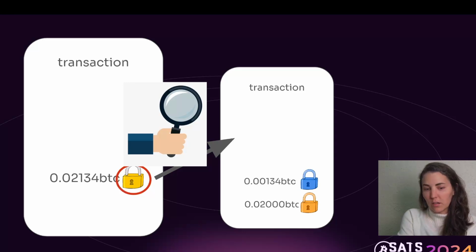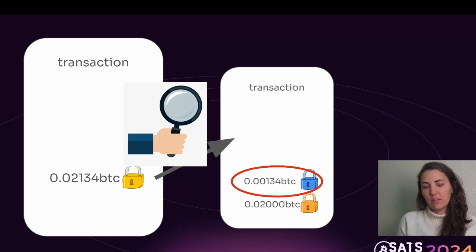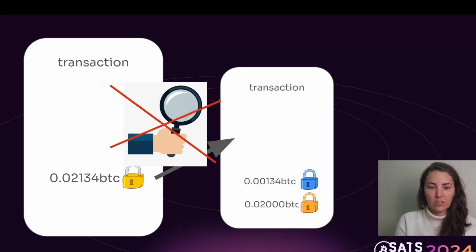Cool. So one of the things that you might want to do with a transaction lock is say, okay, I can only unlock this lock if I can look at the transaction that's spending it, and this first output on it, the first place where you're sending Bitcoin, let's say it has to send to a blue lock, for example. That power to be able to look at the transaction that is spending the yellow lock is called introspection.